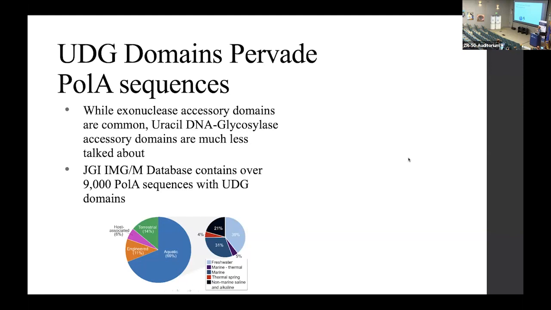So we searched through the IMG/M database at the time, for proteins that contain a Pfam for both polymerase and uracil DNA glycosylase domains. And what we ended up finding is it's actually really widespread, which really shocked us. We've only seen one paper written about it. We see it in our samples, but we find over 9,000 sequences in IMG's database that show it. And we find that it's widespread across all different kinds of environments. So we find it inside aquatic environments mostly, but we find it inside terrestrial environments, non-thermophilic environments, which really surprised us. We expected to see it mostly in thermophilic environments due to cytosine deamination.